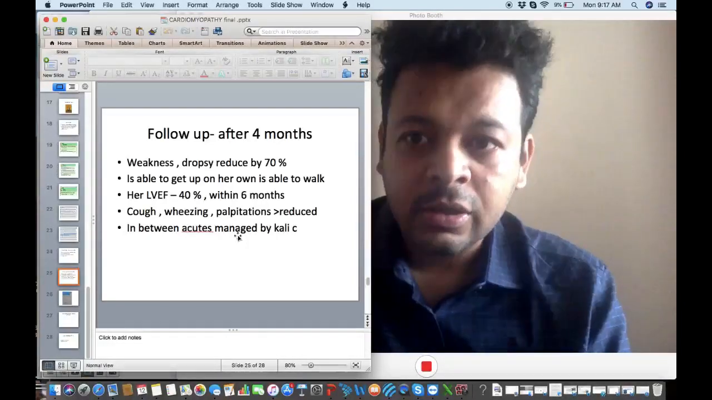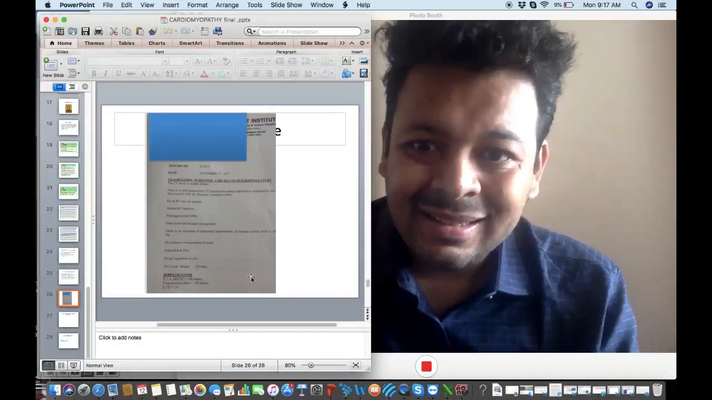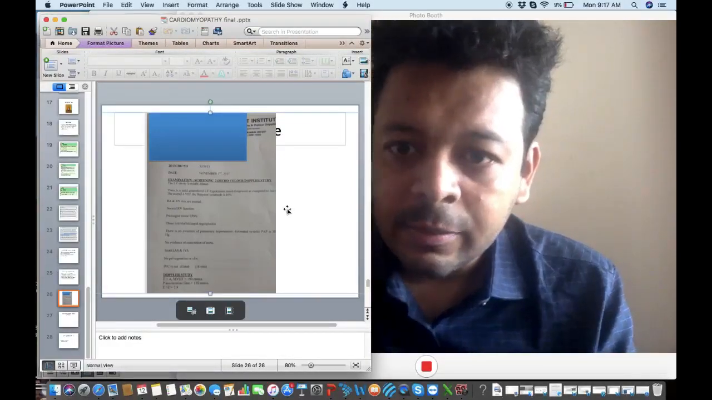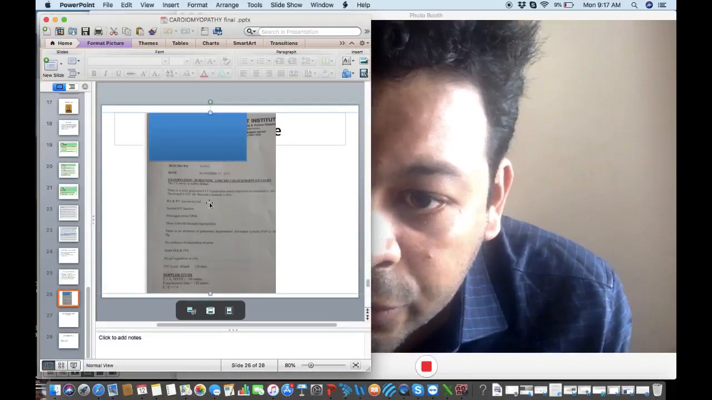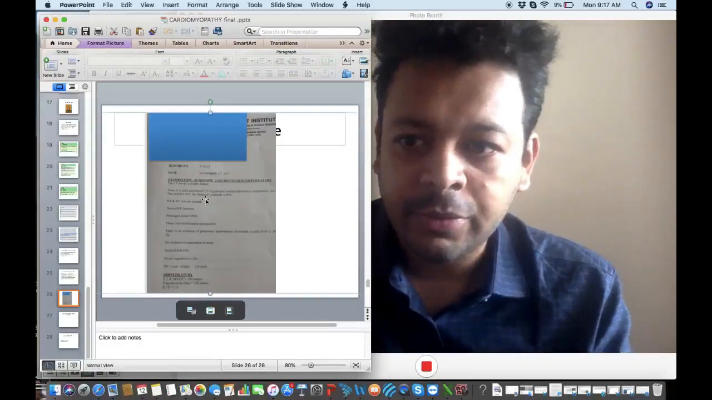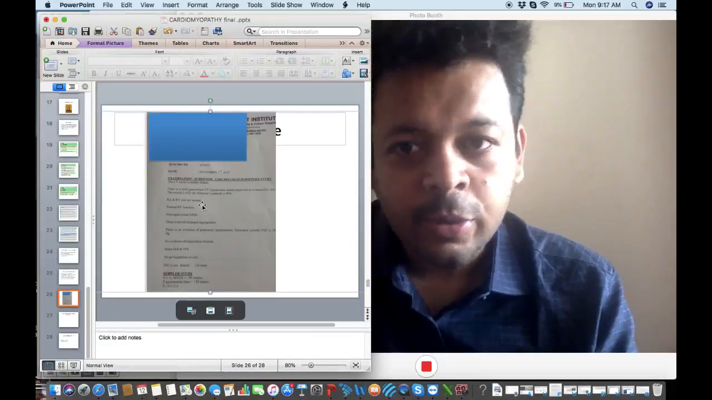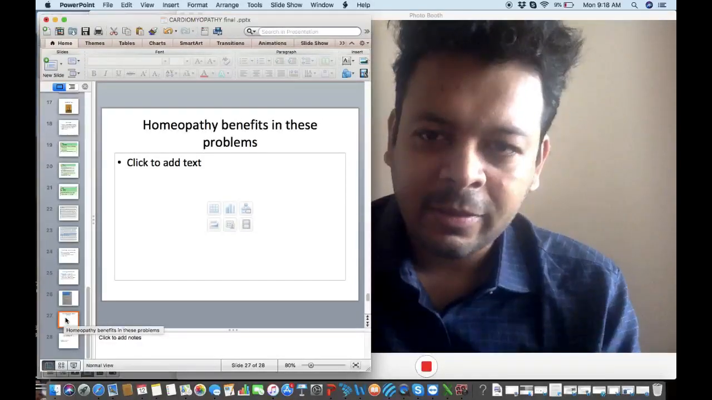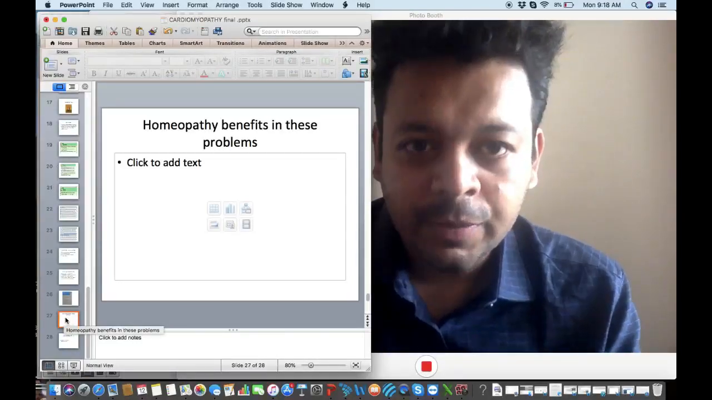What is interesting is her LVEF, which you remember was 22%, really improved. You can see here the LVEF became 40% within 4 months. It doubled. This is the potential of homeopathy. I have many cases of cardiomyopathy where homeopathy has really helped. Homeopathy benefits in this type of disease. So if you have this kind of disease, you should meet a good homeopathic physician.